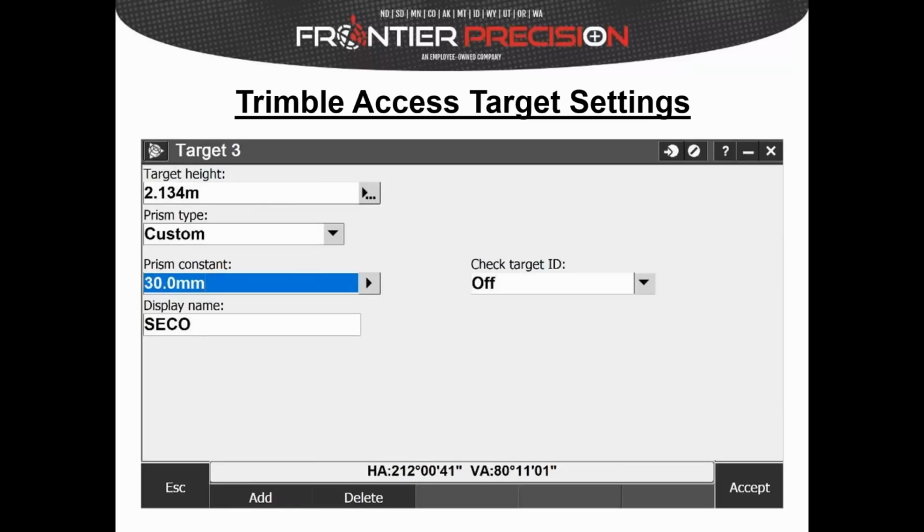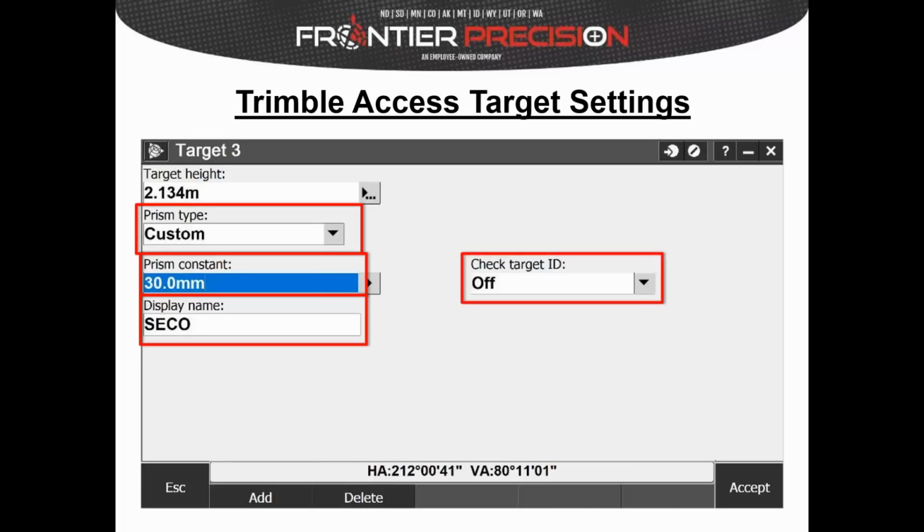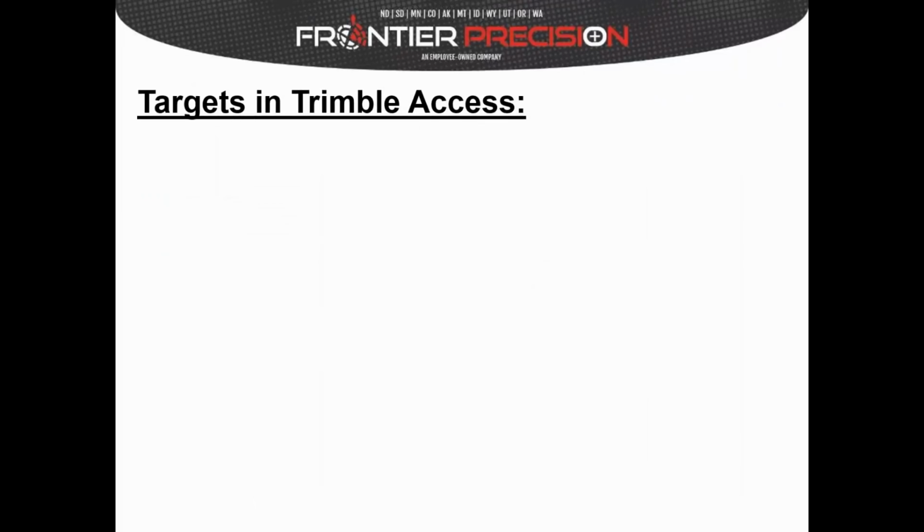To put in a custom prism, or what we'd call like a 30 mil prism or something like that, it's pretty easy. We have a rod height. We're going to set our prism type to custom. And now notice when we select custom, it doesn't automatically populate our prism constant. We have to manually key it in here. So this will be a 30 millimeter prism. We'll put that in. Then we can give it a name. I'm just going to call it Seco because I know it's my Seco prism. And then for a single glass prism, there's no target ID settings or anything like that. So we're going to leave that set to off, and then we can pick accept to store the new target. So pretty quick, easy way to set these targets up.